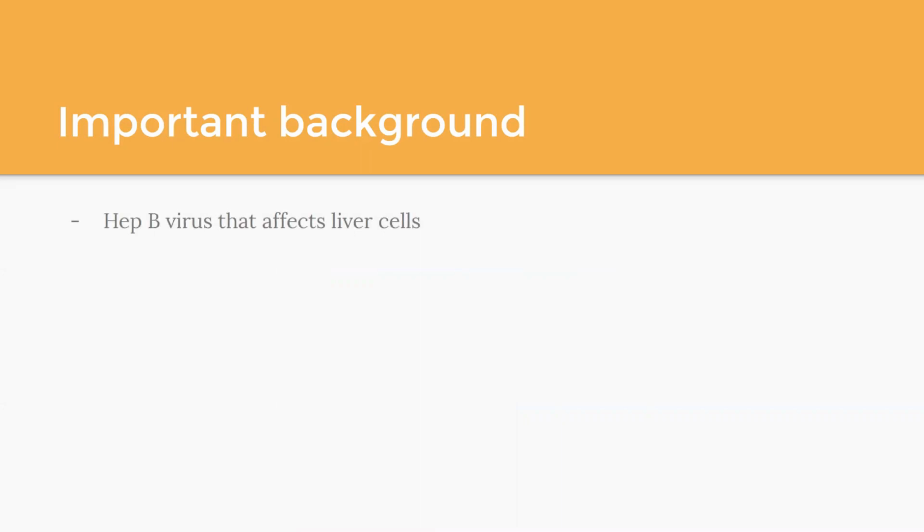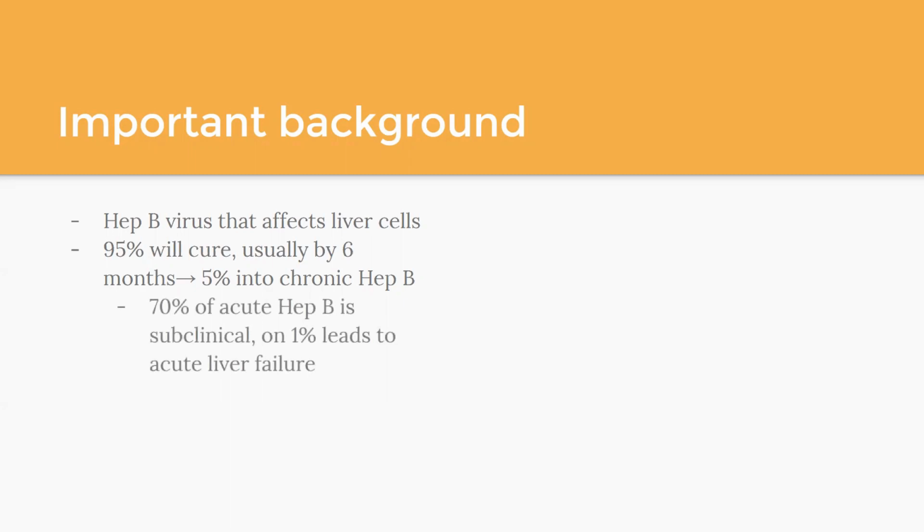So hepatitis B is a virus that affects liver cells. About 95% of people exposed to and who have acute infection will clear it on their own, usually by 6 months. And about 5% of those people transition into chronic hepatitis B. So 70% of acute hepatitis B is actually subclinical, so they're not symptomatic at all. And of the 30% that are symptomatic, going back to the LFT lecture, you're looking for signs of liver dysfunction.